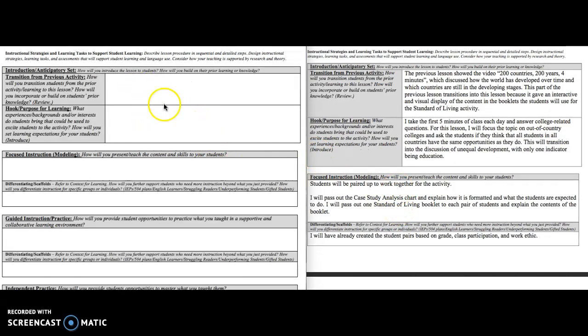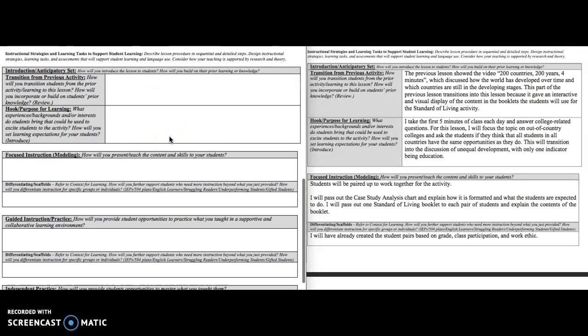So introduction and anticipatory set. So you must transition from a previous activity. So you will be building upon the knowledge from the previous activity as well, which also has to do with student prior knowledge. So we could see how the flow of that really makes sense in that case, as well as a hook purpose for learning.